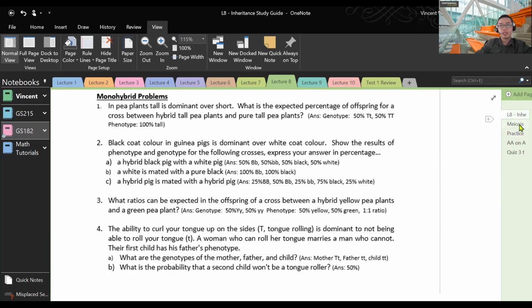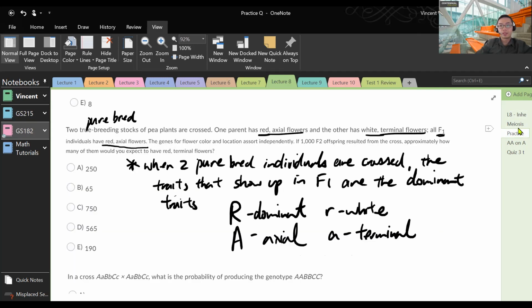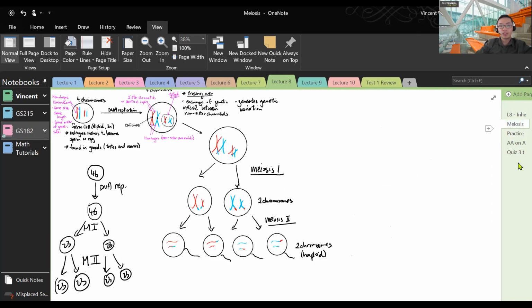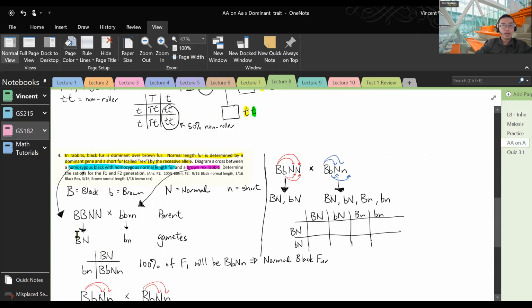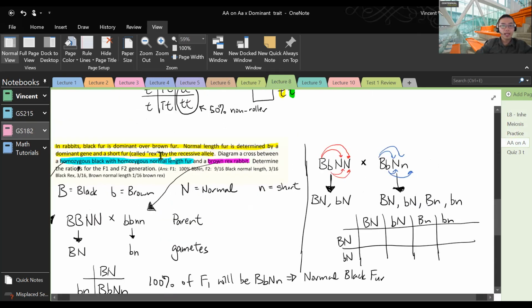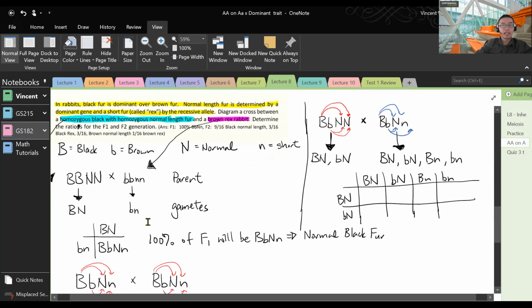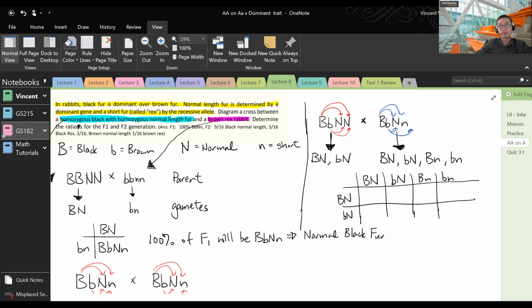I just want to show you that over here, you see, we have the black normal crossing a brown Rex, and then in the F1 generation, all of them will be normal black because normal black is the dominant trait, right? Okay, normal and black. So if you cross two purebred parents, whatever shows up in the F1 generation, that's going to be the dominant trait. Okay.